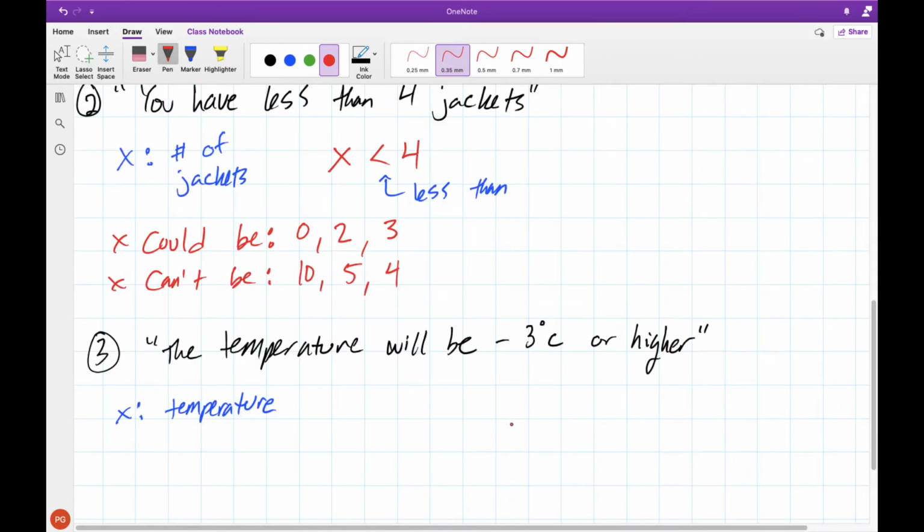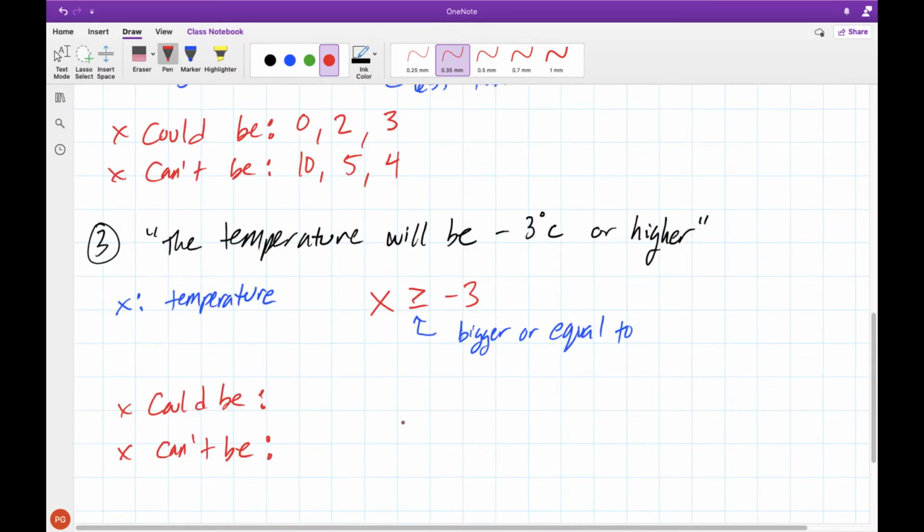Our next statement, the temperature will be -3 degrees Celsius or higher. If we call x the temperature, then x needs to be bigger than or equal to -3. So in this case, x could be some number bigger than this, like -1 or 7 or 0. It could also be equal, like -3. It can't be smaller. If you remember, smaller negative numbers have a bigger value. So something like -7 or -10, x couldn't be that. It can't be less than -3.